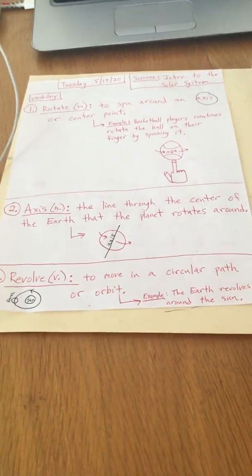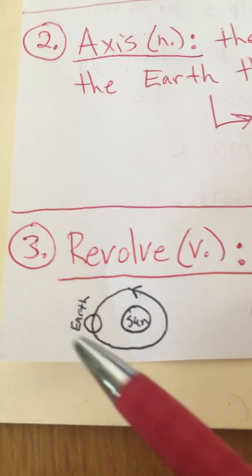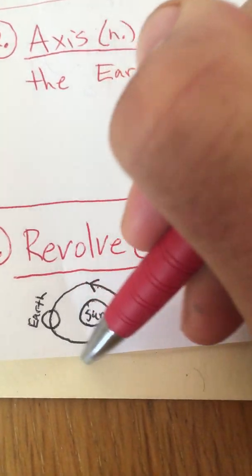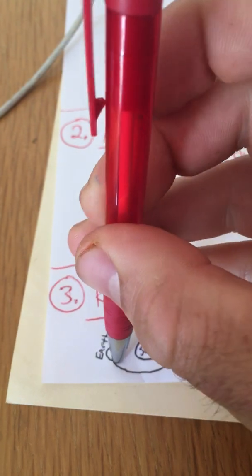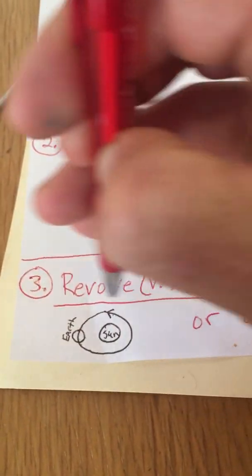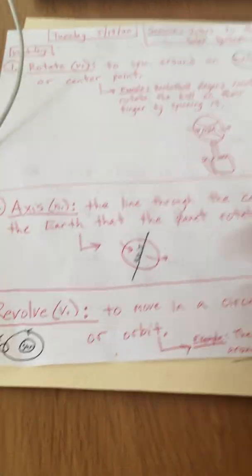Okay, so those words are important. If you ever need to go back and look at them, then you can look here. I gave you a little drawing, right? The sun is there, the Earth revolves around it. It goes around it like this, and at the same time, the Earth is rotating. It is spinning like this as it is revolving around the sun.